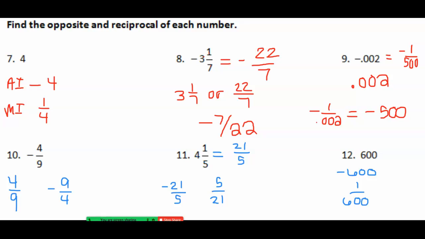Questions at all on opposites or reciprocals? Okay.